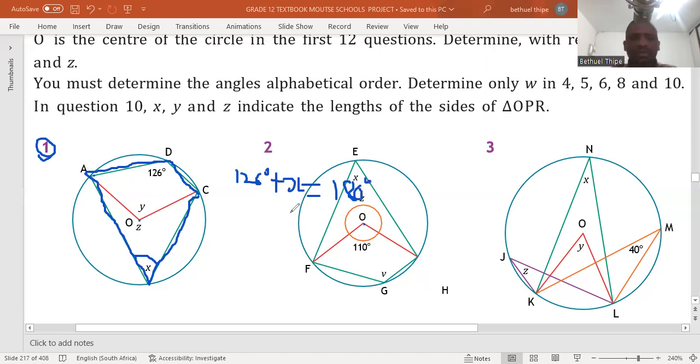Then from here, we need to solve for x. Whenever you solve for x, you take 126 degrees to the right. x equals 180 degrees minus 126 degrees. So x is equal to 180 minus 126. You can use the calculator there and complete the statement.